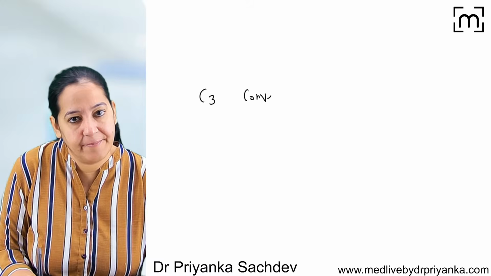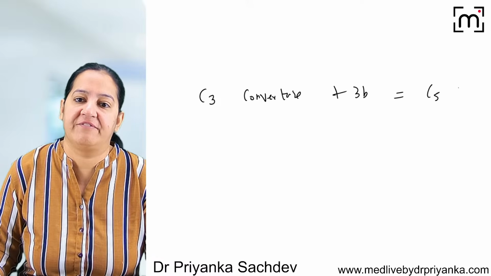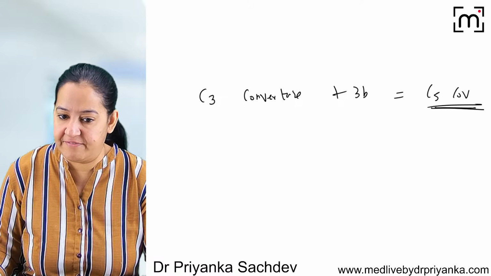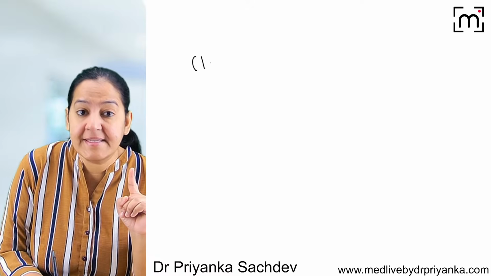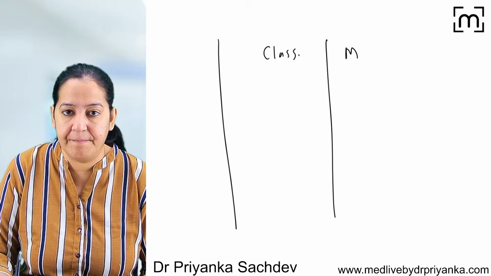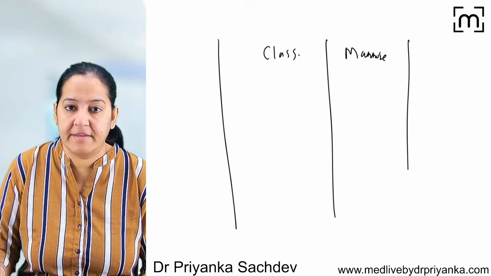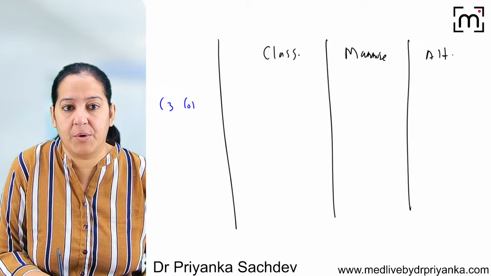I told you C3 convertase you have to learn. Plus 3B, it will be equal to C5 convertase. So don't learn C5 convertase. Learn C3 convertase and add 3B in that. So tell me the 3 pathways, C3 convertase. Tell me classical pathway. Tell me the second one, Mannose binding pathway. And the third one, alternate pathway. Tell me C3 convertase in all 3.